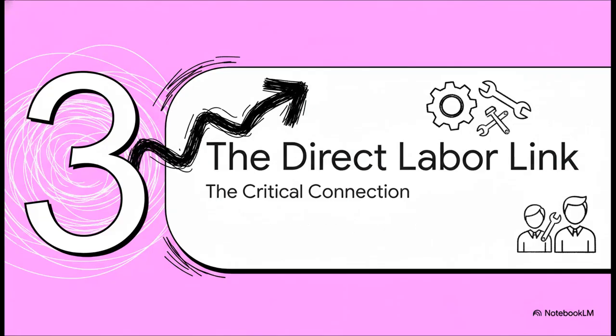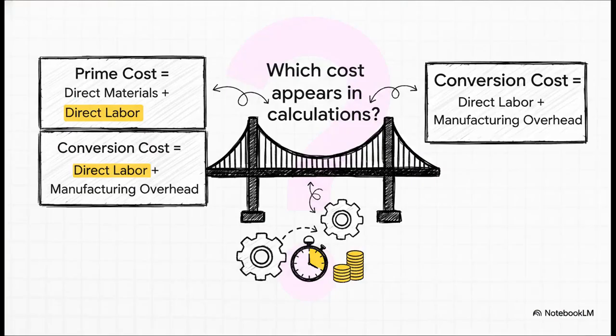Okay, so we have prime costs, all about the product. And we have conversion costs, all about the process. But you probably noticed there was one cost category that appeared in both formulas. This is the key. It's the critical connection that bridges these two powerful ideas. So just to make sure you're with me, which cost did we see in the prime cost calculation and in the conversion cost calculation? It's the one element that lives in both worlds, the world of the product and the world of the process.